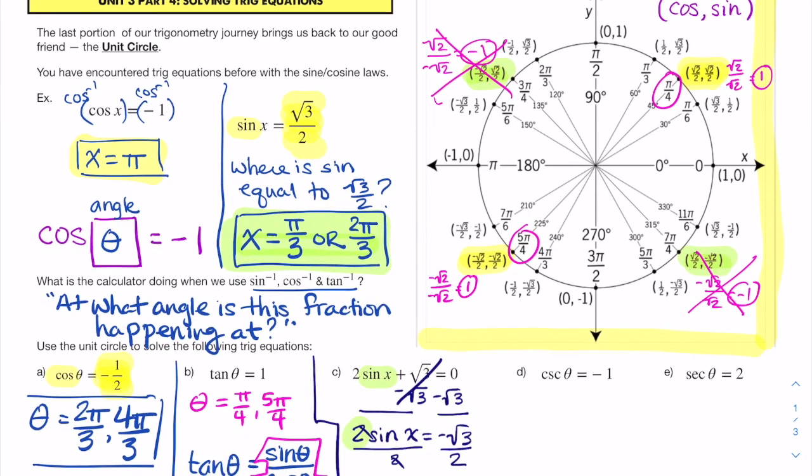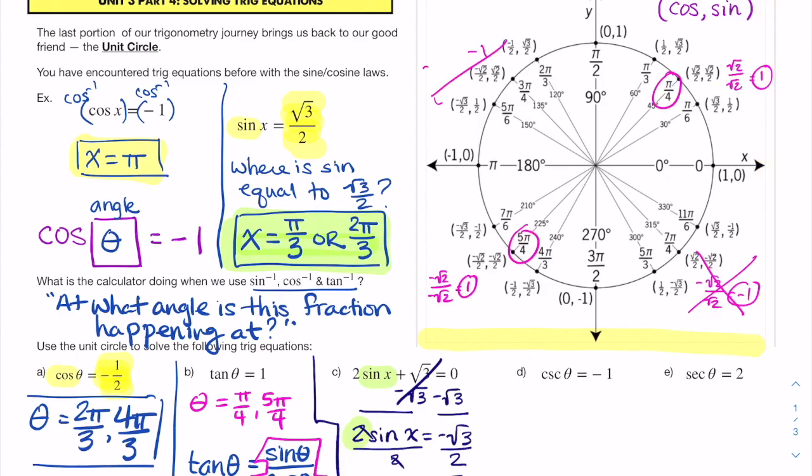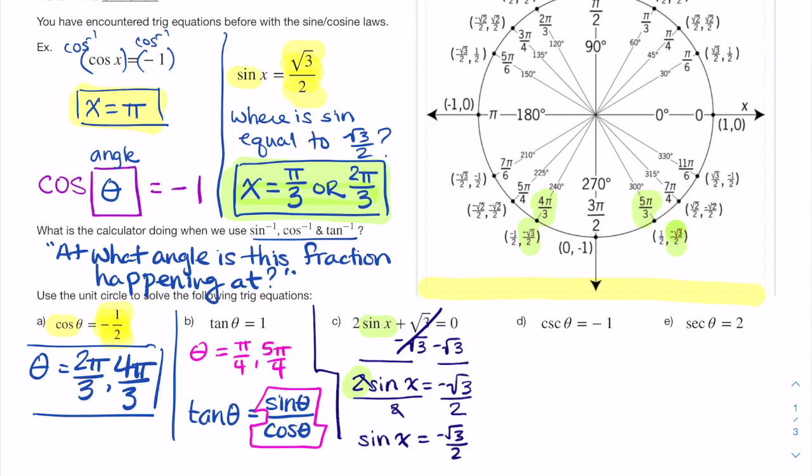And so now we're looking at, where is sine x equal to negative radical 3 over 2? And again, if I go over here to the circle, I can see, okay, so if I want sine, remember sine is second position, so negative radical 3 over 2. So I see 1 here and 1 here. So that would make one of the answers 5 pi over 3, the other answer 4 pi over 3. So x can be 4 pi over 3 or 5 pi over 3.